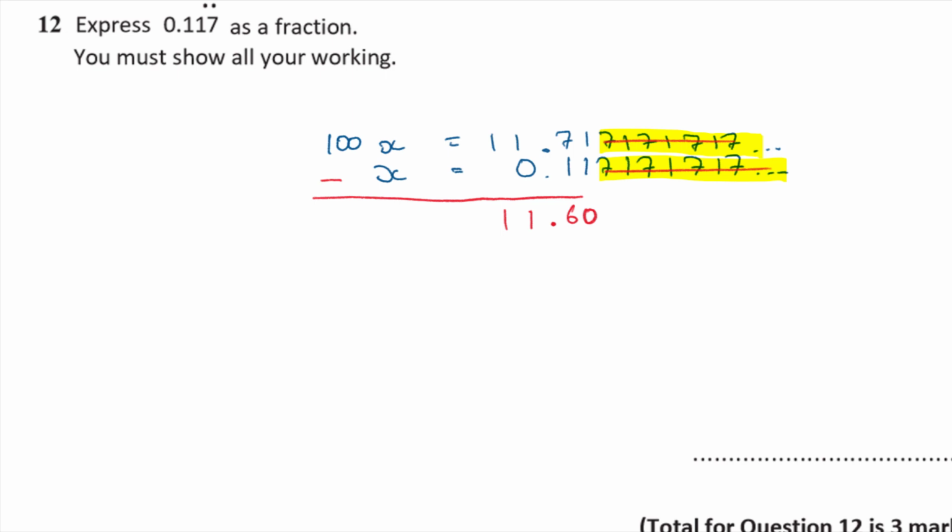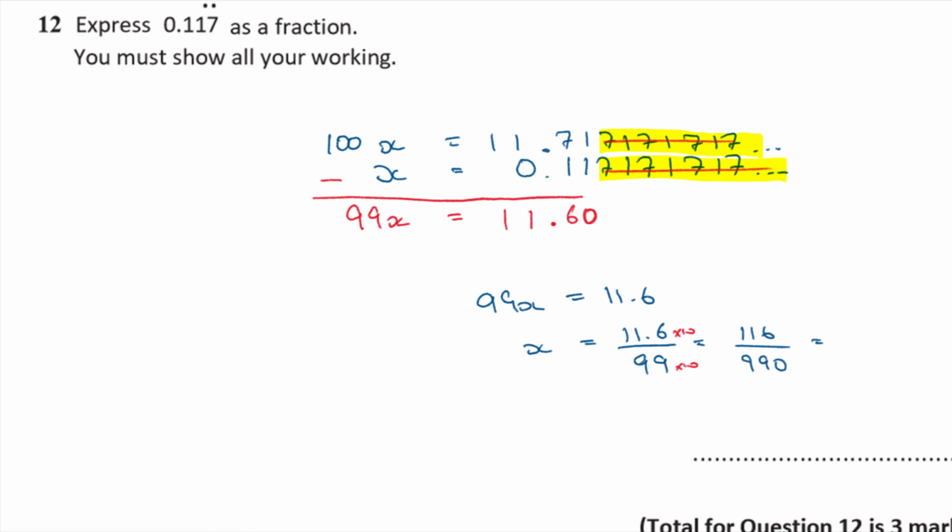Now, if I do the same subtraction on the other side, 100x take away x, that is 99x, isn't it? So I've got 99x equals 11.6. So if 99x is 11.6, then x is going to be 11.6 over 99, isn't it? Just dividing both sides through by 99. Now this is not quite a fraction, because 11.6, you can't have a decimal in a fraction. So I'm just going to times top and bottom by 10 to get rid of that decimal number. So that becomes 116 over 990.